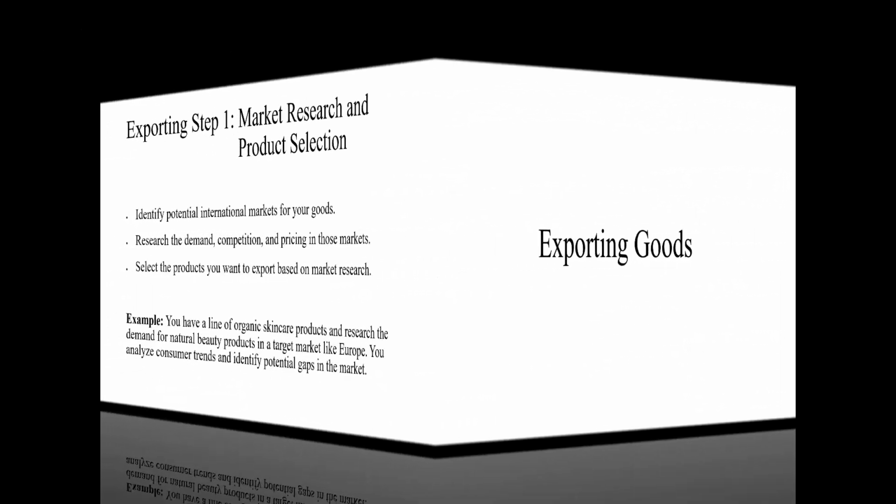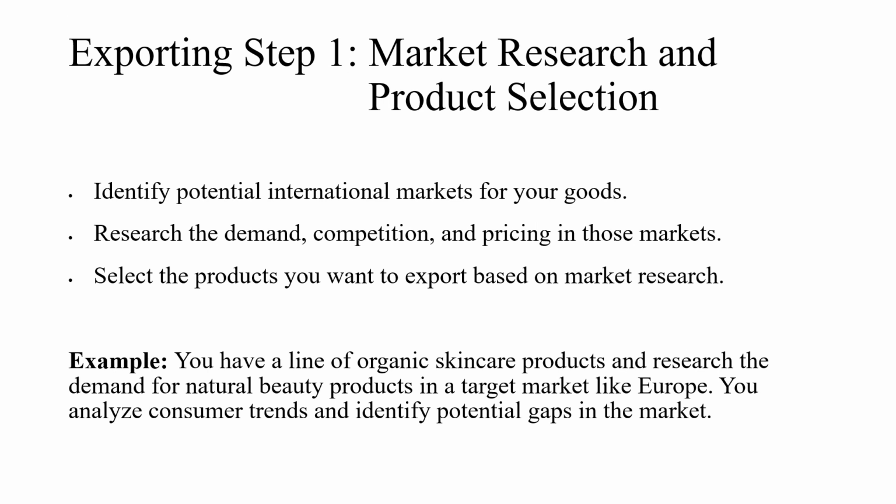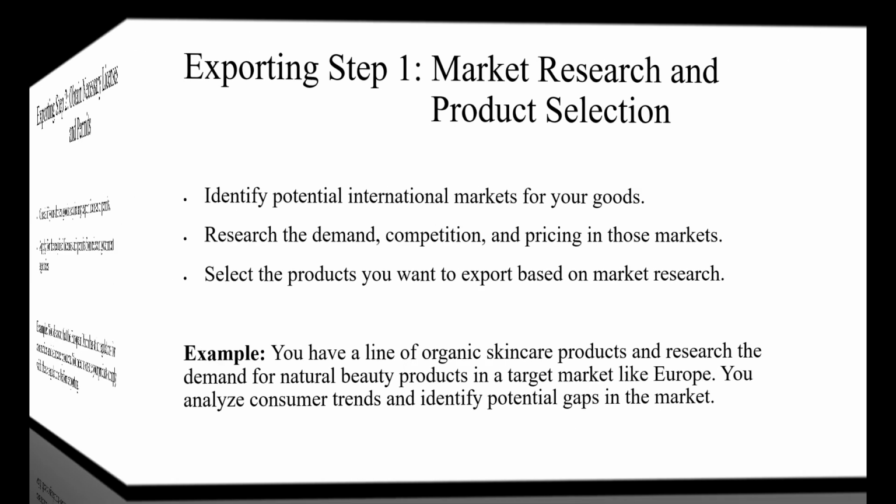Exporting goods. Exporting Step 1, Market Research and Product Selection. Identify potential international markets for your goods. Research the demand, competition, and pricing in those markets. Select the products you want to export based on market research. Example, you have a line of organic skincare products and research the demand for natural beauty products in a target market like Europe. You analyze consumer trends and identify potential gaps in the market.